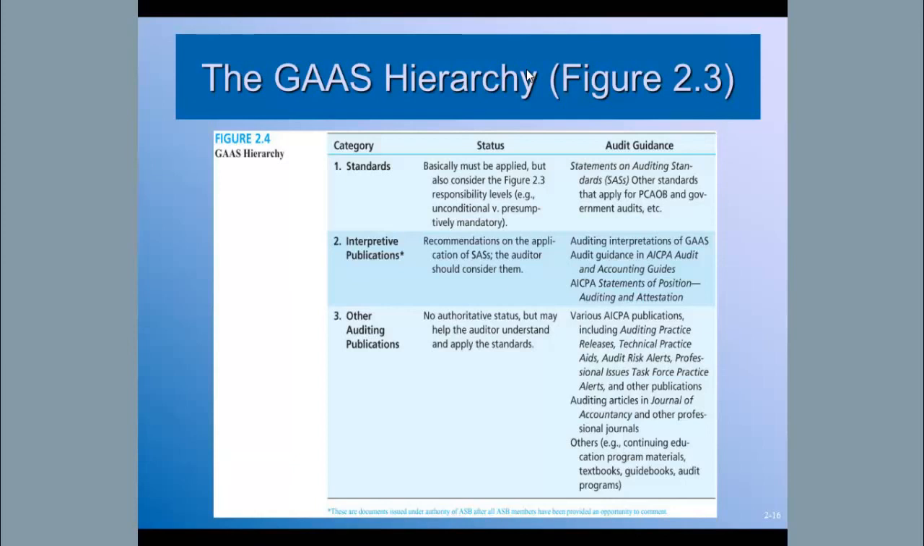Auditing practice releases, technical practice aids, audit risk alerts. These come out all the time. Audit risk alerts: something in the industry, something in the world economy all of a sudden says, hey, be careful. Collateralized mortgage obligations, let's say years ago, became very risky. The AICPA issues these things to the accountants and says, hey, this is a bad area in the economy today. Be careful in this particular area of auditing.